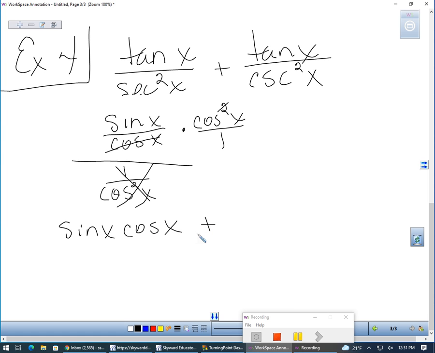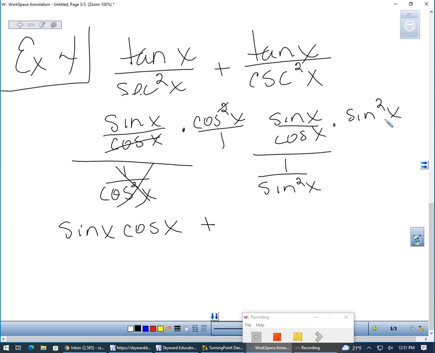Plus, now we're going to do the other one. Again, tangent changes into sine x over cosine x, over 1 over sine squared. Again, a fraction divided by a fraction means I multiply by its reciprocal, so I have sine squared x over 1. That gives sine cubed x. Awesome. Everybody still good?